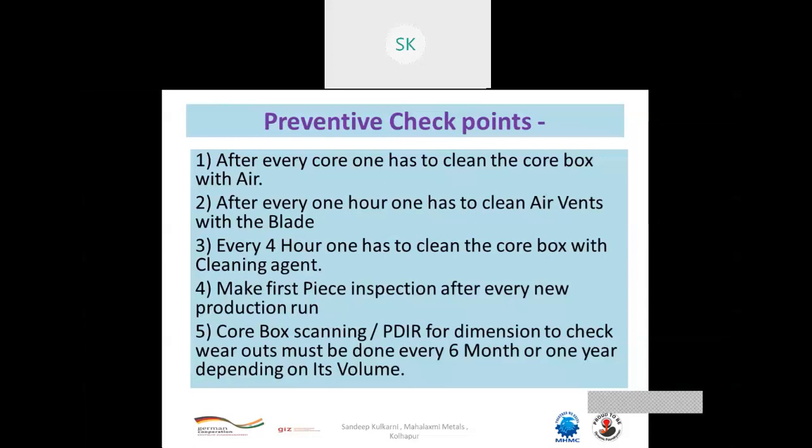Make a first piece inspection after every new production run. I think this is where we are also lagging. A lot of foundries are lagging because we are doing first box inspection, or metal inspection, or first piece inspection at the casting level, but at the core level we are missing it. So we have to start it immediately, so that we can at least measure some important parameters of the core, such as dimension and scratch hardness, and I will show you some slides at the end as well.